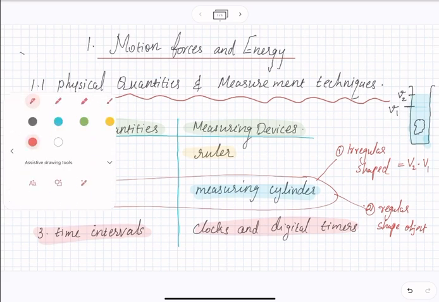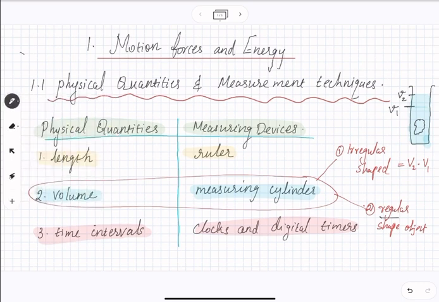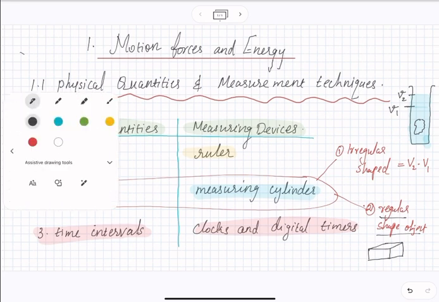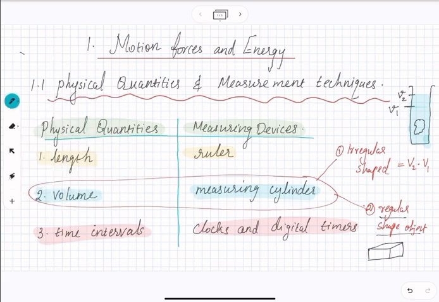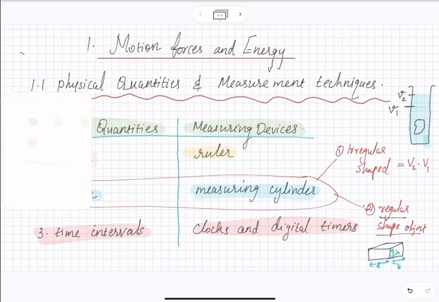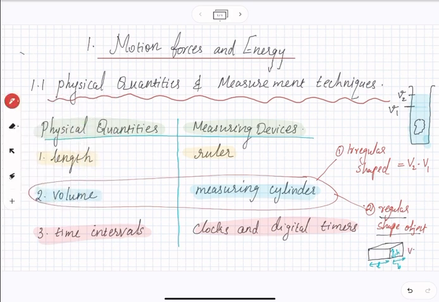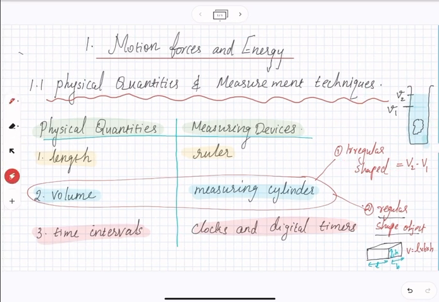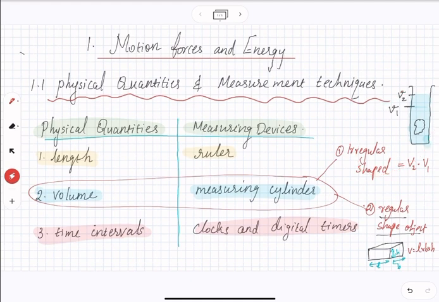But if you have an object which is having a regular shape, for example, a cuboid, so we can use the formula to calculate the volume. A cuboid will have a length, this side is breadth, and it will have height. So the volume can be measured using the equation L times B times H. So for an irregularly shaped object, you can use the water displacement method, and for a regularly shaped object, in order to calculate volume, you can use the formula.